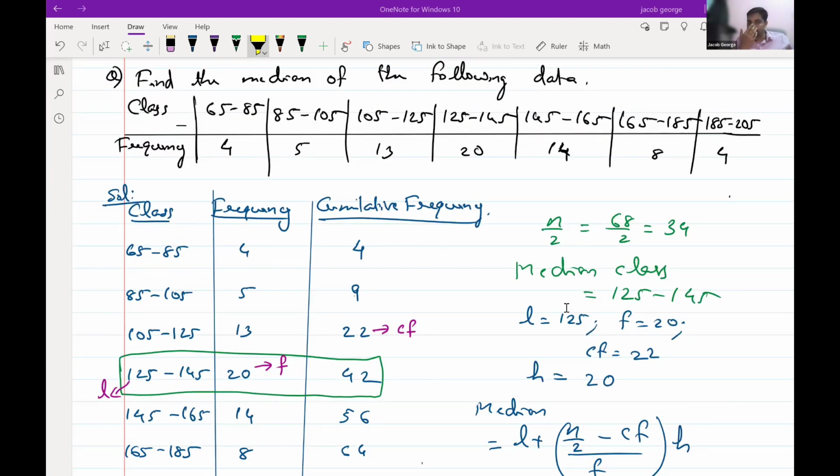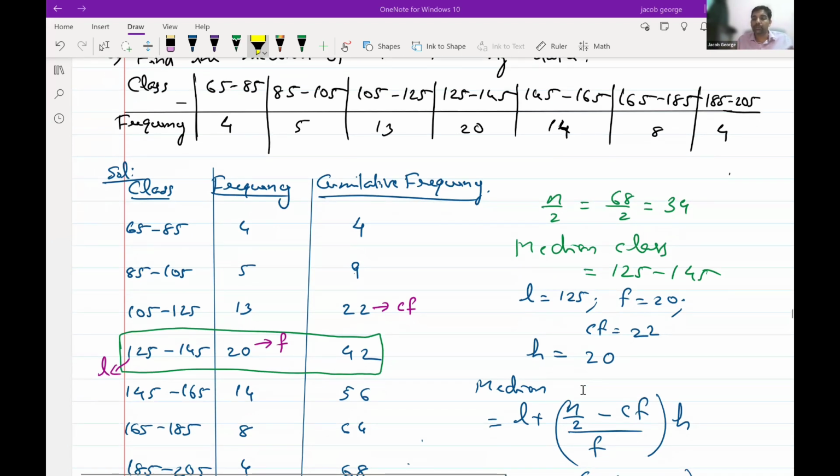In here also, some classes and frequencies are given. In case it is not continuous, we convert it into continuous. So we copy class as the first column, frequency as the second column. Here there is an additional column in the median, which was not there in mode. That additional column is called the cumulative frequency.